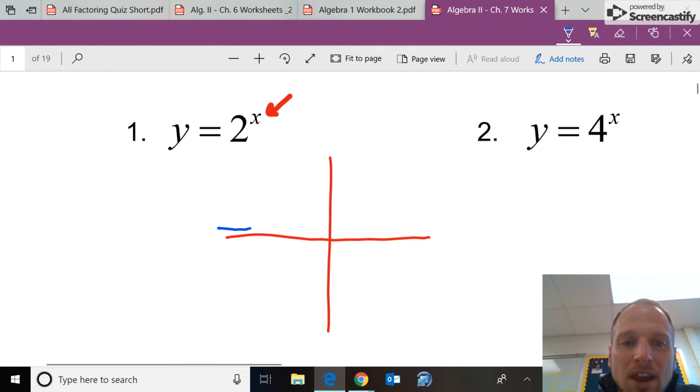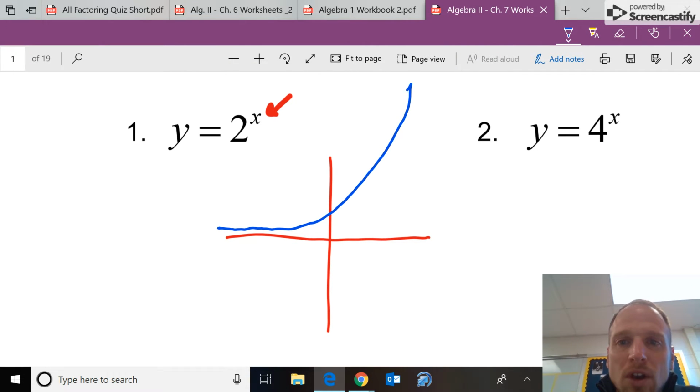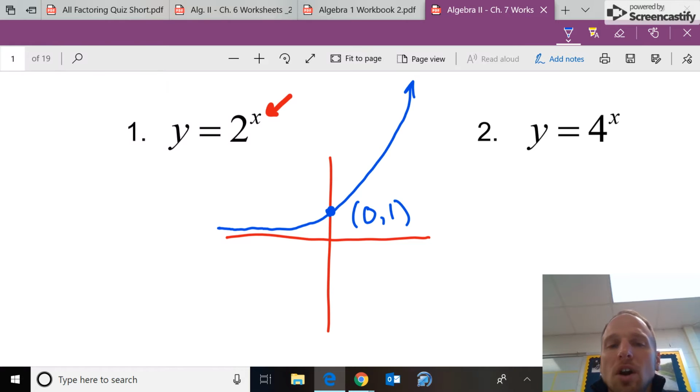Anytime we have an exponential function, let's talk about what the parent graph is going to look like. It's going to start down here really, really close to 0, and it's going to come up. And that is going to go through the point 0, 1. Regardless of what it is, unless we're really changing some stuff there, this is what the parent function is going to look like.